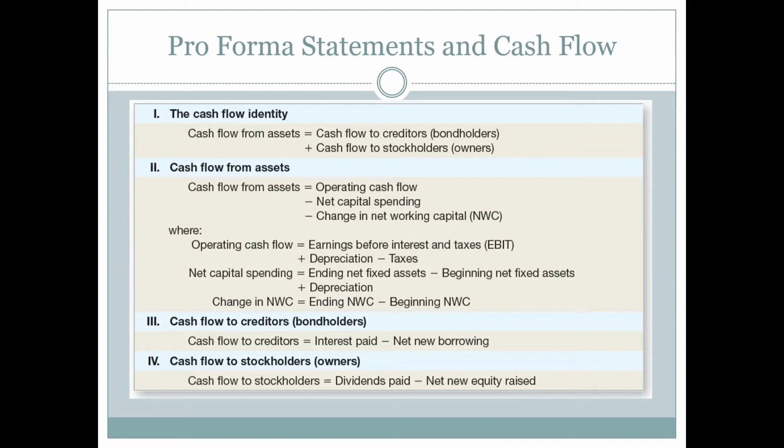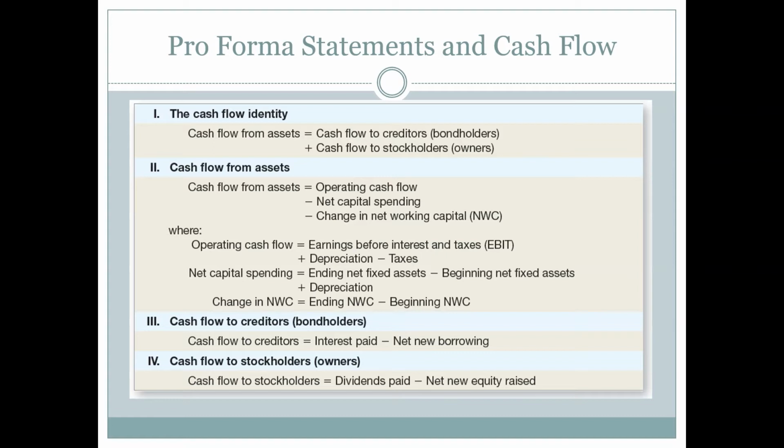Right? So I'm paying off my creditors by paying down loans, or I'm returning money to my stockholders by paying dividends. So we can look at the cash flow from assets, and the formula here is for operating cash flow. For net capital spending, the formula is ending net fixed assets minus beginning net fixed assets plus depreciation. So I want to see, if my ending fixed assets is larger than my beginning fixed assets, then I've purchased new fixed assets.